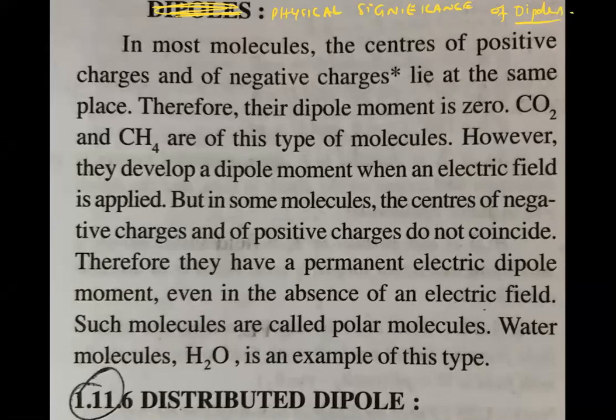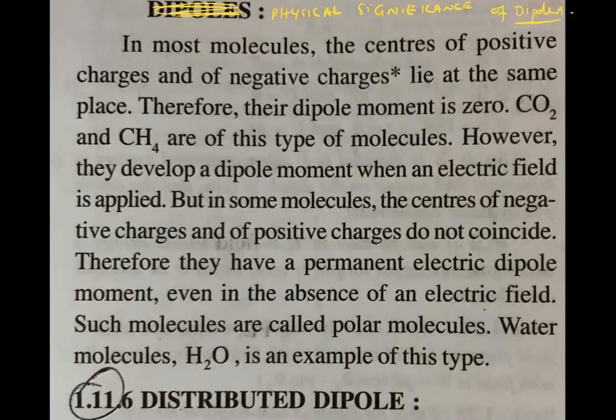As we know, whatever theory is given here is more than enough. In most of the molecules, if it is related to chemistry almost, the center of positive charge and negative charge lie at the same place. That means there is no separation between positive charge and negative charge. Whenever they are not separated, the separation is zero. Therefore, the electric dipole moment is zero. Suppose CO2, CH4 are this type of molecules. However, they develop a dipole moment.